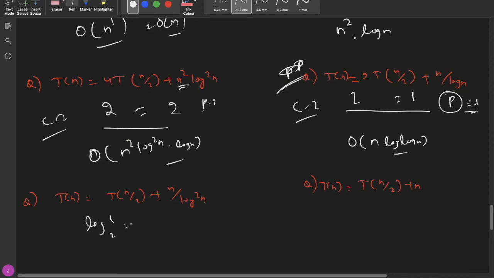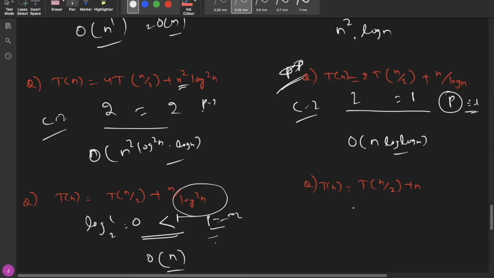The log a base b value is 0 and the k value is 1 here. So the right side is winning. If the right side is winning, then we have to check for the p value. The p value is minus 2 here. If something is coming under the third case and the p value is less than 0, then we are just ignoring that. So the answer will be order of n.